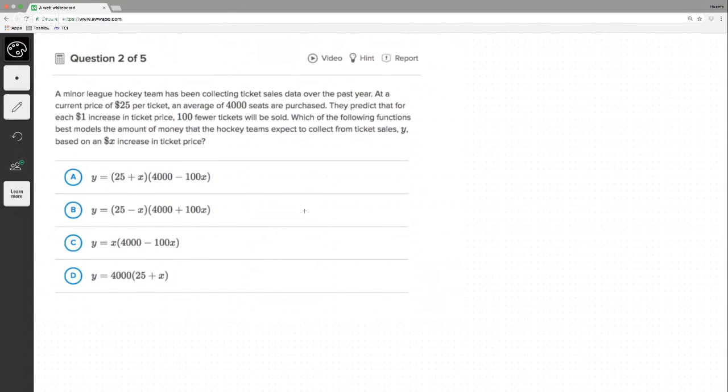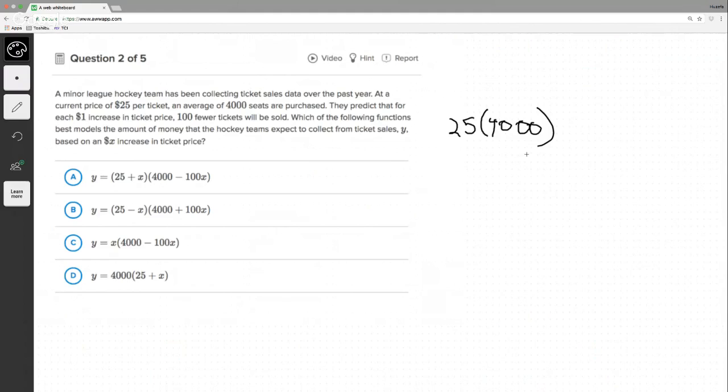A minor league hockey team has been collecting ticket sales data over the past year. At a current price of $25 per ticket, an average of 4,000 seats are purchased. I'm just going to say $25. This is going to give me 4,000 tickets, $25 each. This is going to give me the amount that's brought in. They predict that for each increase in ticket price, 100 fewer tickets are sold.